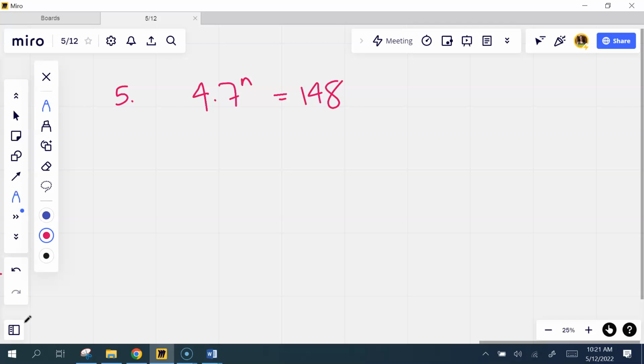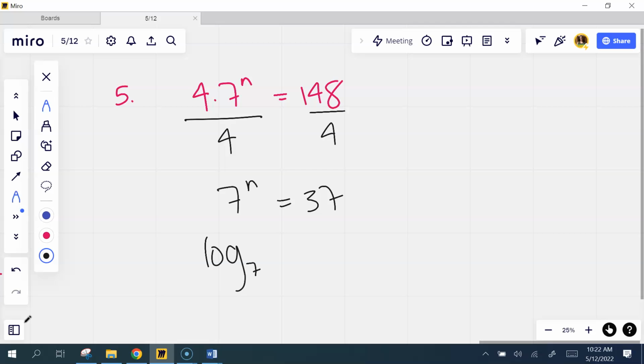Is the exponential piece isolated? No. I need to get rid of what? The 4. How do you get rid of the 4? Divide it on both sides. That's exactly right. So I've got 7 to the n equals 148 divided by 4, which is 37. Now what do I do? Yep, log it. Change the form. Log base 7 of 37 equals n. Put that on your calculator.